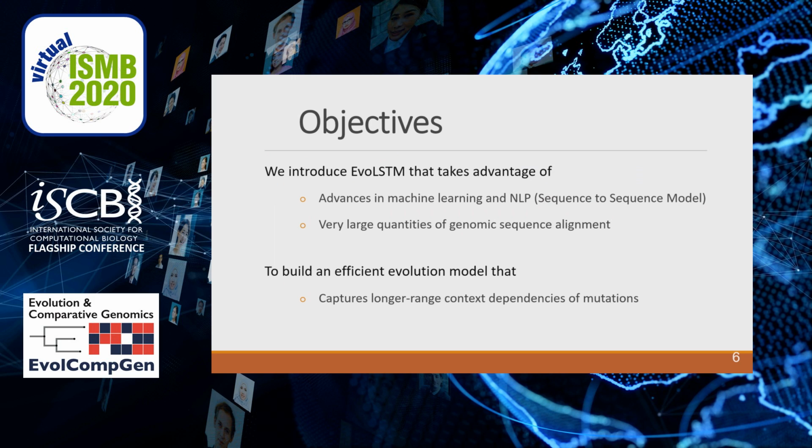To overcome the limitations of previous models, we introduced EvolSTM, which is an evolutionary model that takes advantage of machine learning approaches developed in the context of natural language processing. More specifically, EvolSTM is based on a sequence-to-sequence model using long short-term memory, or LSTM, to take advantage of the very large quantities of genomic sequence alignment datasets to train the model on.